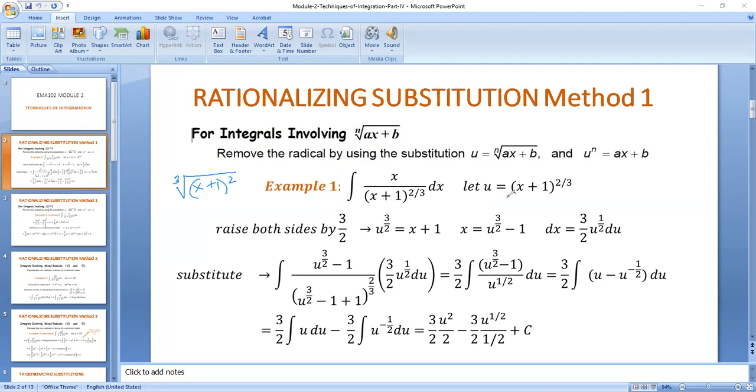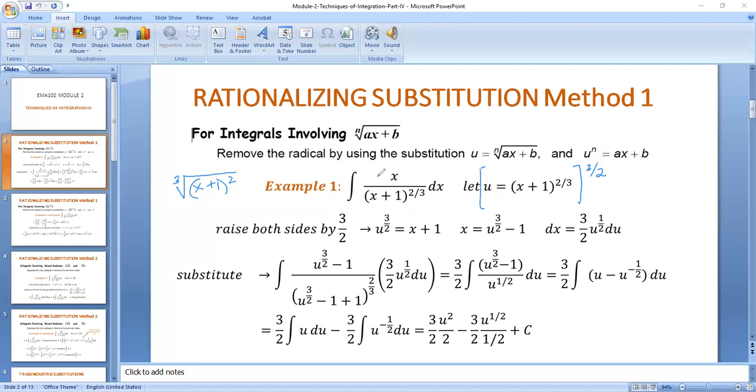So you assign a new variable to it, u equal to x plus 1 raised to 2/3. The next thing that you do is raise this entire substitution equation to the reciprocal of the exponent of the x plus 1. So it needs to be raised to 3/2. The purpose of that is to have the x plus 1 raised to 2/3 converted to simply x plus 1. So in the process, you now have u raised to 3/2 equal to x plus 1.